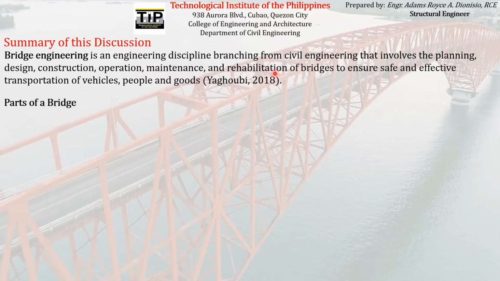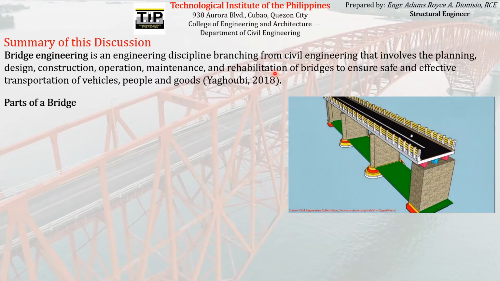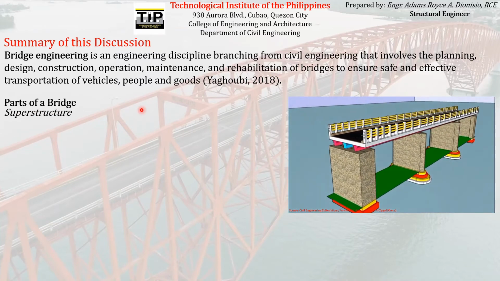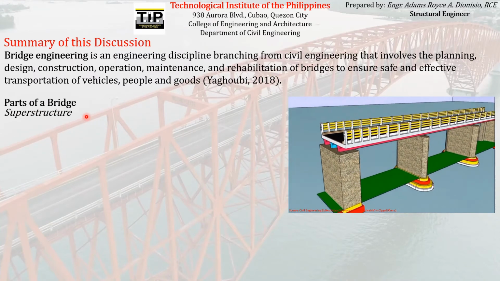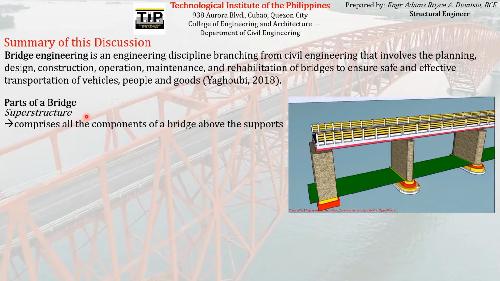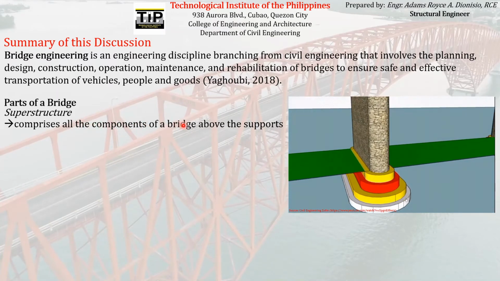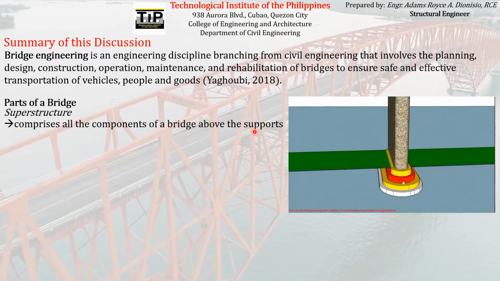Another thing that we have learned on this discussion are the different parts of a bridge. So we have learned that there are actually general terms that we usually use to describe the different parts of a bridge, namely the superstructure. So the superstructure comprises all of the components of a bridge above the supports.